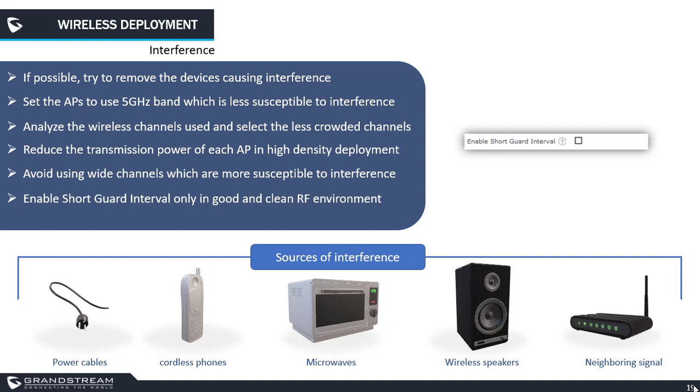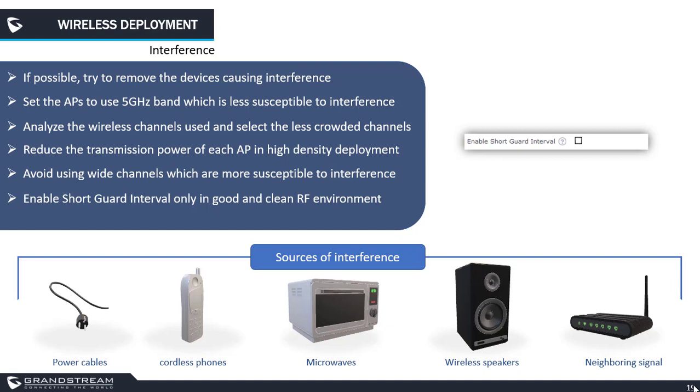Another thing, this option, I believe it's disabled on the GWN access point. This option, we call it short guard interval. And this option should be enabled only in good and clean environments. So first, let's explain why you need to enable this option. This option is used to improve the throughput of your wireless connection, I would say by 5 to 10%.